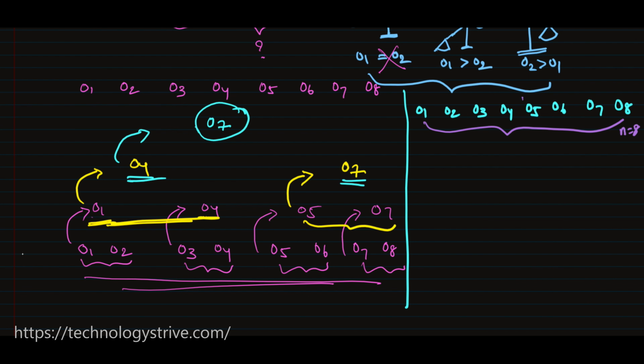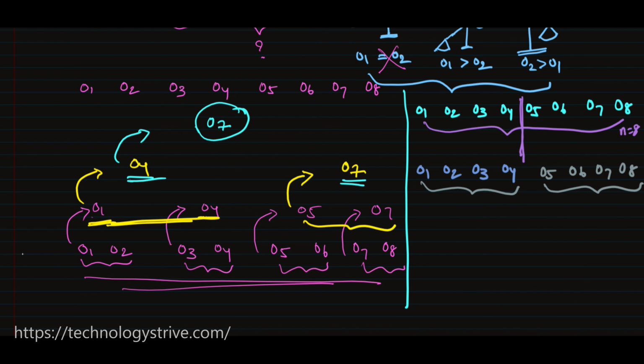So let's try to break exactly half, equal size. So now what we got? O1, O2, O3, O4, one set, O5, O6, O7, O8, another set. So these are now two subproblems, which are of the same type as the given problem.